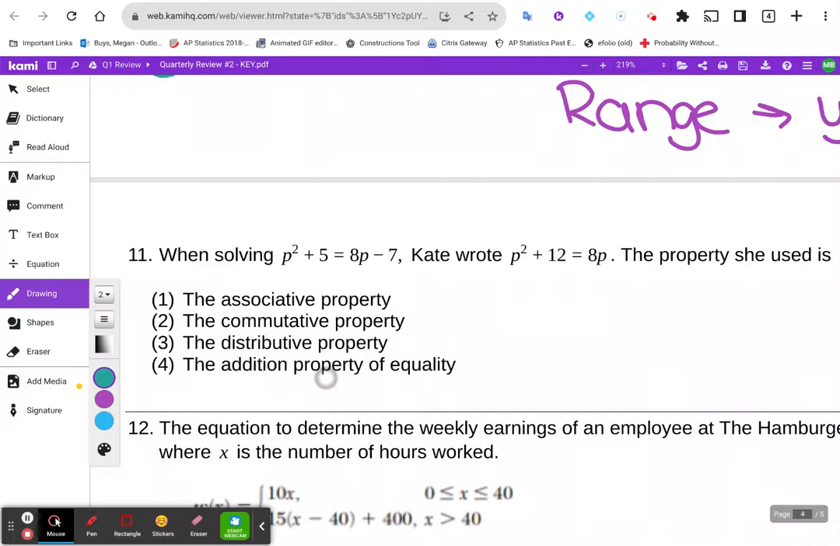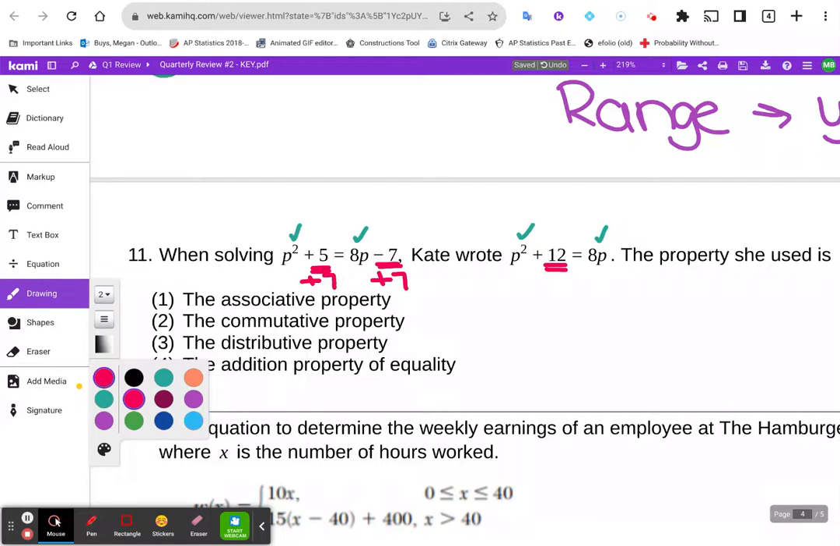So as I look, I still have the p squared on both sides, so that didn't change. The 8p is still on the right, but 5 and -7 has now become a 12. So the number is completely gone from the right side of the equation. So the opposite of a negative would have been to add, which checks out, because 5 plus 7 would have been 12. You're adding to both sides. That's going to be your addition property of equality.